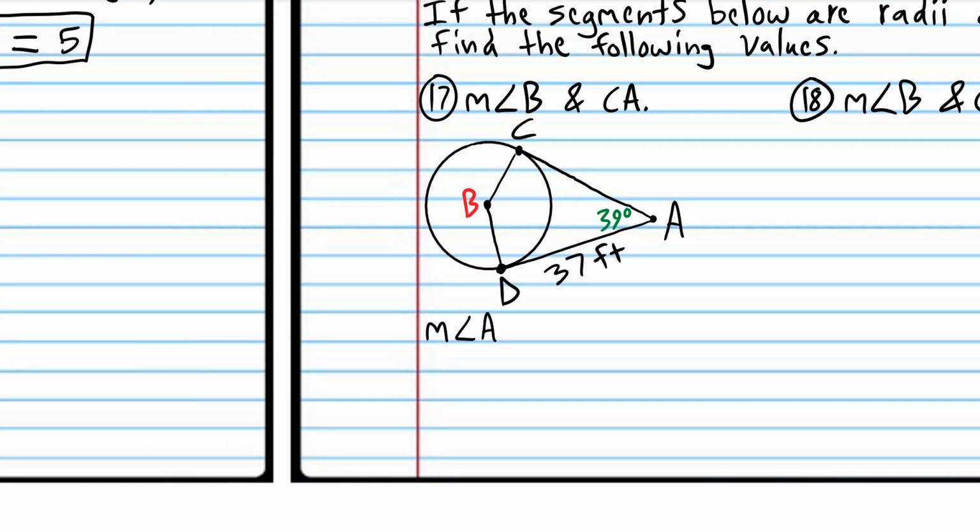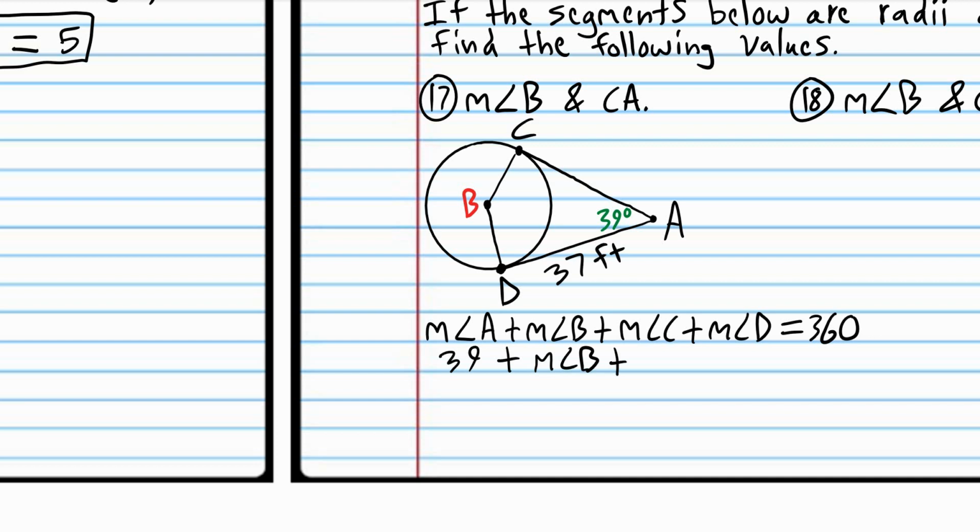theorem. So the measure of angle A plus the measure of angle B plus the measure of angle C plus the measure of angle D has to be 360 degrees. Now, the measure of angle A we know is 39 degrees. The measure of angle B we don't know. That's what we're looking for. And the measure of angle C is 90 degrees. Remember, that's one of our theorems. The measure of angle D is 90 degrees.